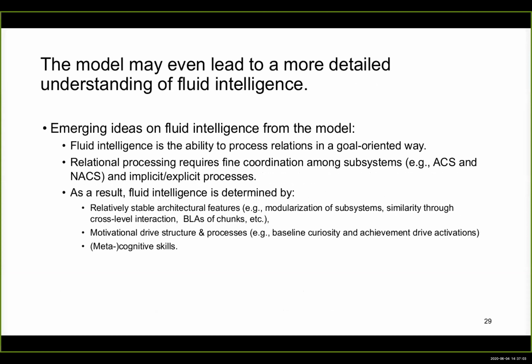Now, to finish off on a more speculative note, I think it's interesting to ask what a model like this can tell us, possibly, about the nature of fluid intelligence more generally. My interpretation is that according to this model, fluid intelligence looks like the ability to process relations in a goal-oriented way. This processing requires fine coordination among subsystems and implicit or explicit processes. As a result, we get various factors that may determine fluid intelligence within the architecture, such as relatively stable features, the modular structure of the architecture, the cross-level interaction, DLA settings for chunks, etc.